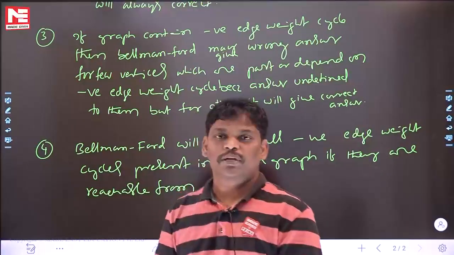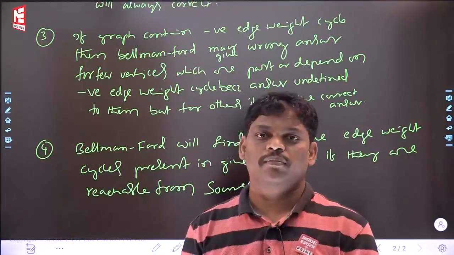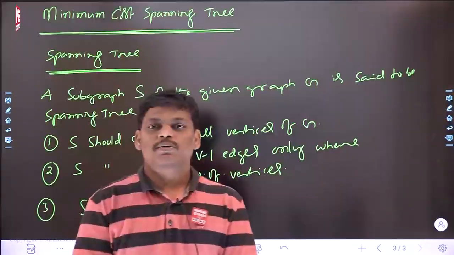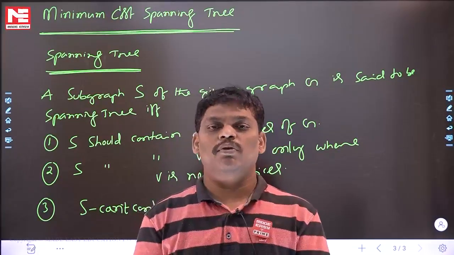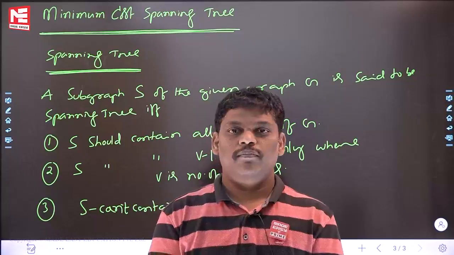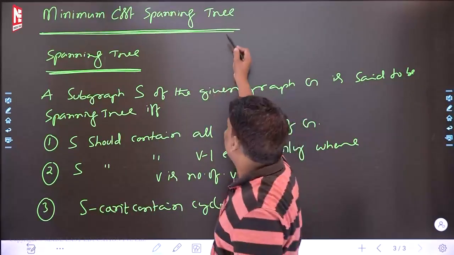Please be careful. There are four problems in total. Read all of them. So the next topic in the greedy chapter, which is very, very important, is minimum cost spanning tree. I have written it on the board also.